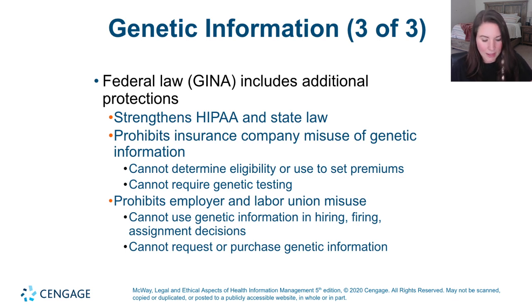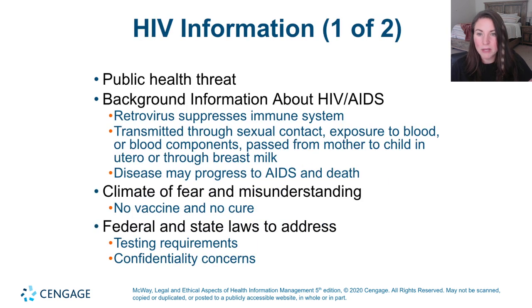The last type of specialized patient health records would be HIV information. AIDS is one of the most pressing public health threats currently. I think right now they estimate that 1.1 million people in the U.S. have HIV, which is the virus that develops into AIDS, which has no cure and no vaccine to prevent it. So a little background information.